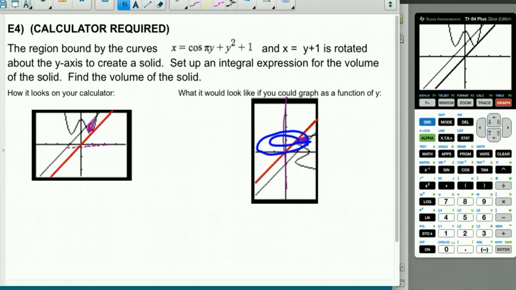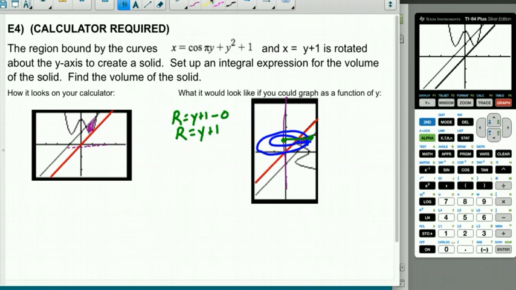I can see that the larger radius is going to be right minus left. So the larger radius in this problem is going to be the line, which is y plus 1, minus the axis of rotation. So my larger R is just y plus 1. And I have to write it as y plus 1 because this is not written as f of y and g of y, so I have to call it that.